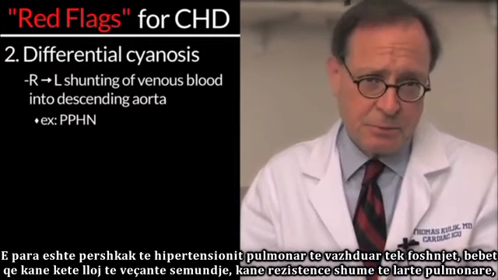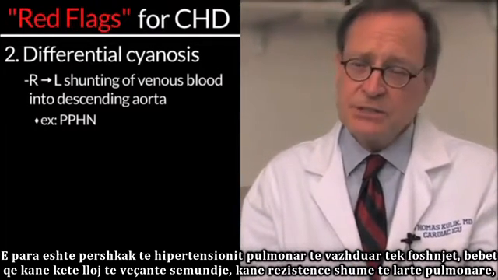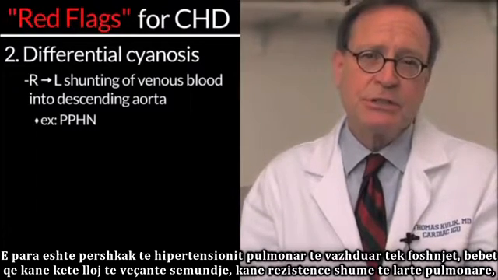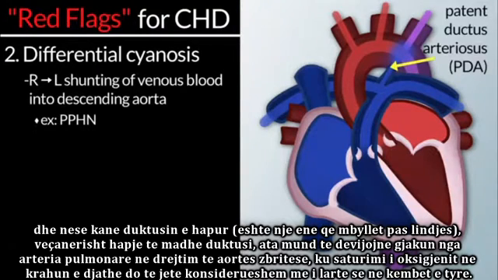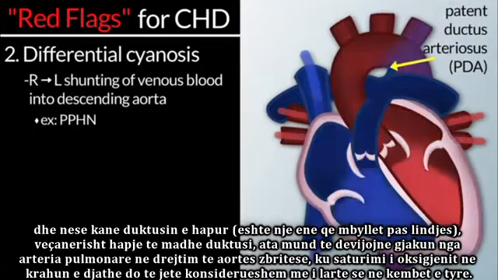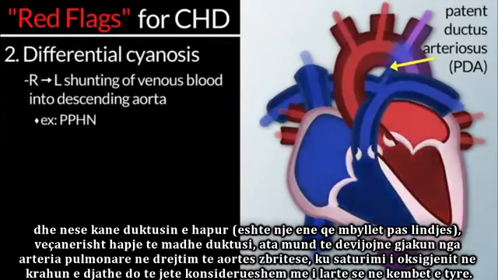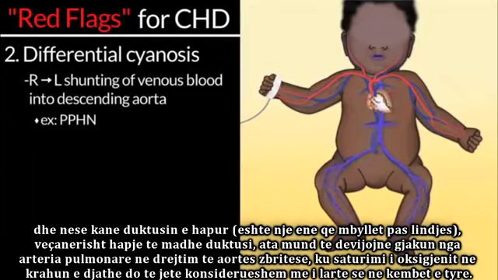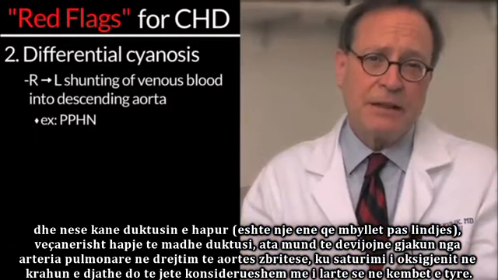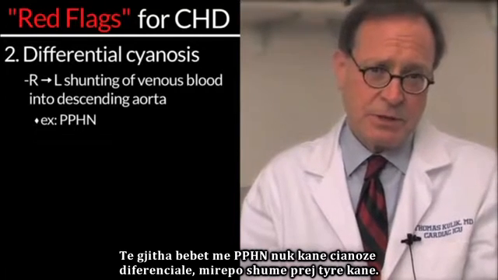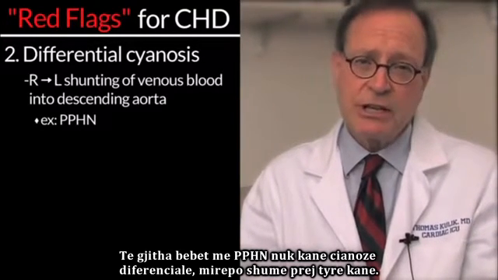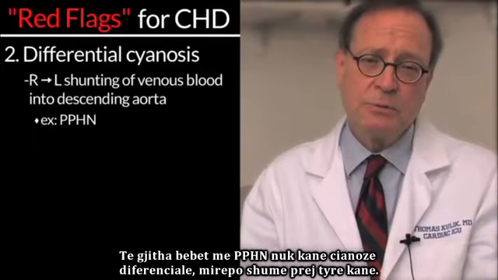Babies that have this particular disease have very high pulmonary resistance, and if they have an open ductus, especially a large open ductus, they may actually shunt blood from the pulmonary artery into the descending aorta, such that their oxygen saturations in their right arm will be considerably higher than in their legs. Not all babies with PPHN have differential cyanosis, but certainly many of them do.